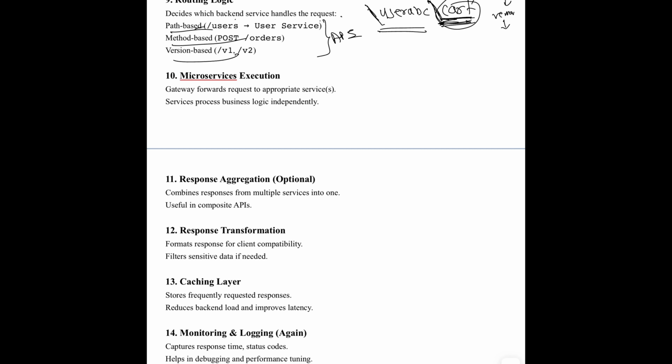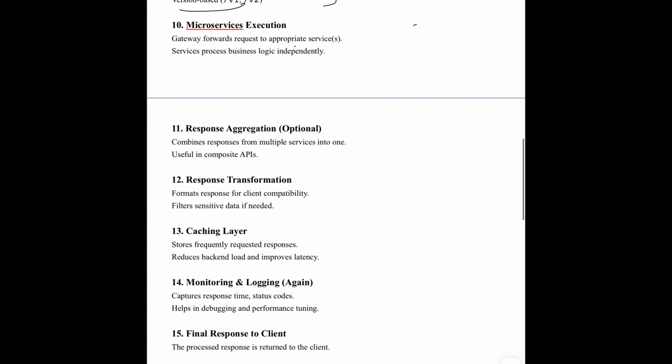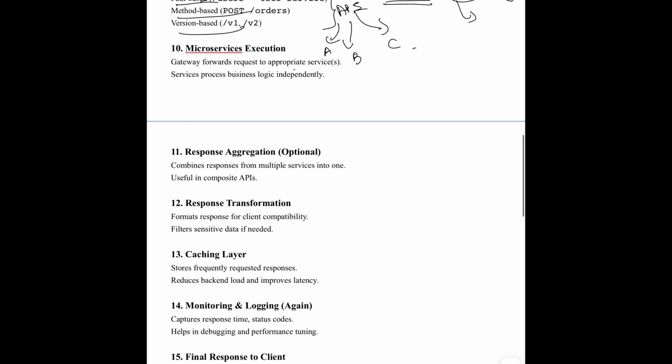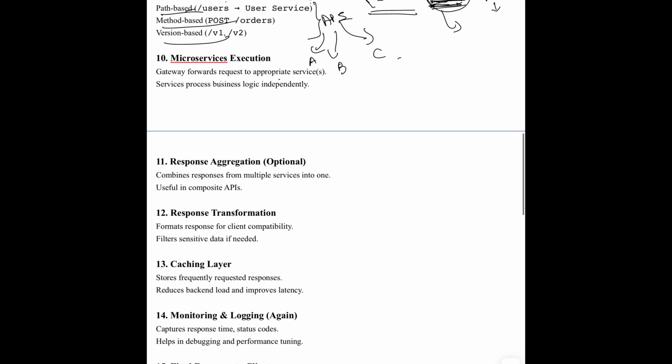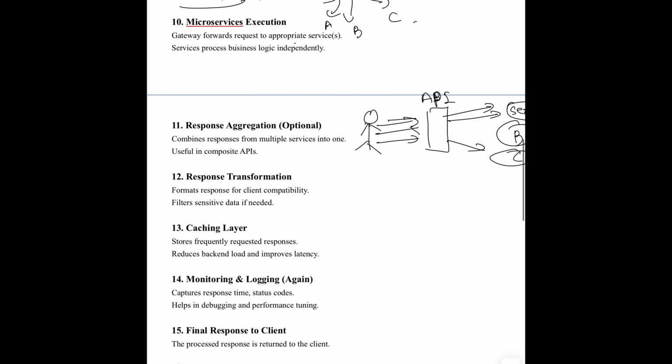Now routing is done, and the gateway forwards the request to the appropriate service; services process business logic independently. So this is the user, this is the API gateway, and these are services A, B, C. The API gateway sends the request to service A, B or C depending on what the routing logic decides. Suppose we didn't get any request to B.